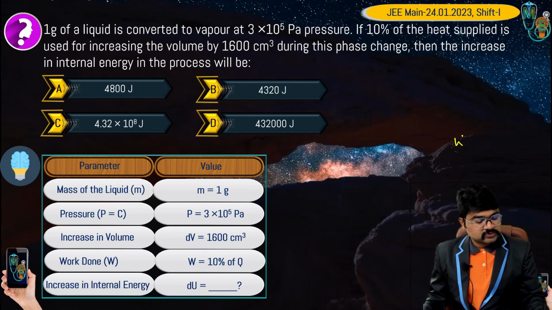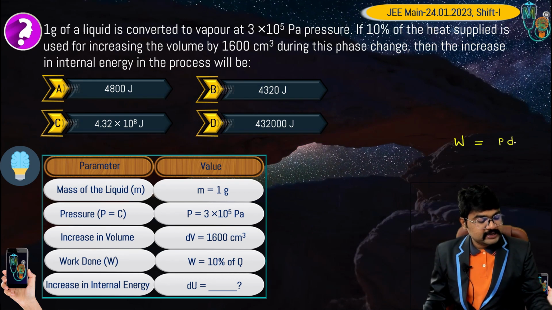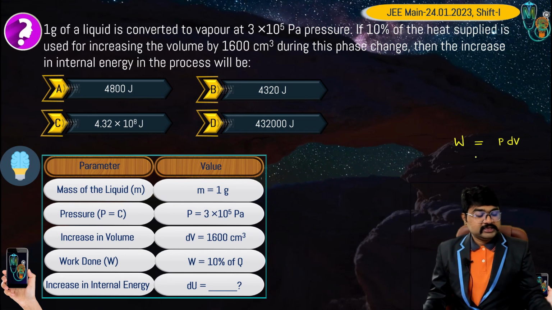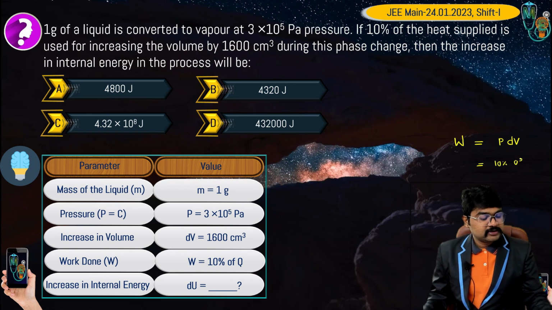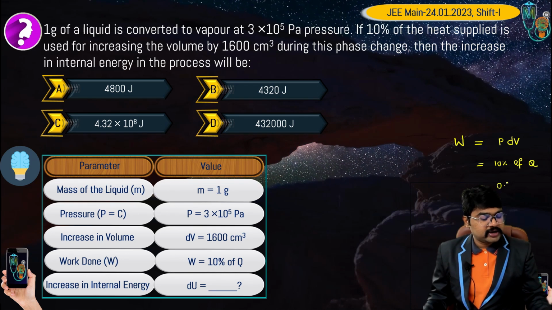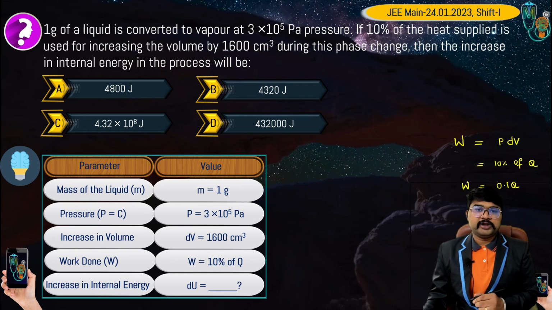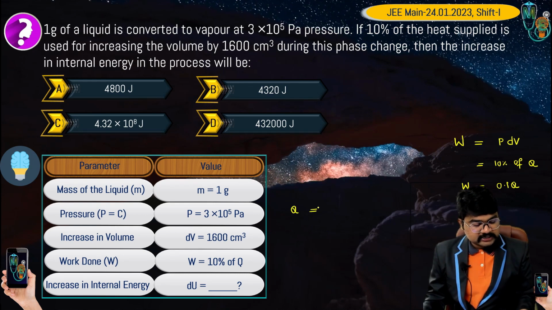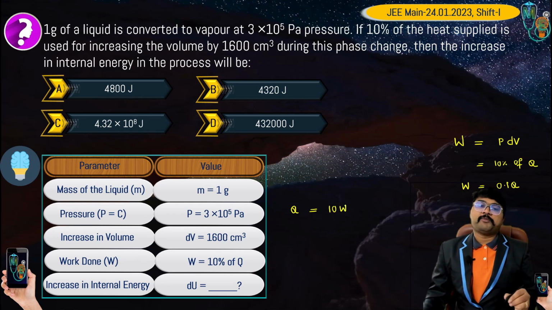W equals PDV. Okay now, so this is the work done. So what is given? 10% of heat supplied, 10% of Q is given. That means 0.1 Q. W equal to 0.1 Q. Q equal to, what is Q? Tell me. Q equals 10 W, that is W by 0.1.